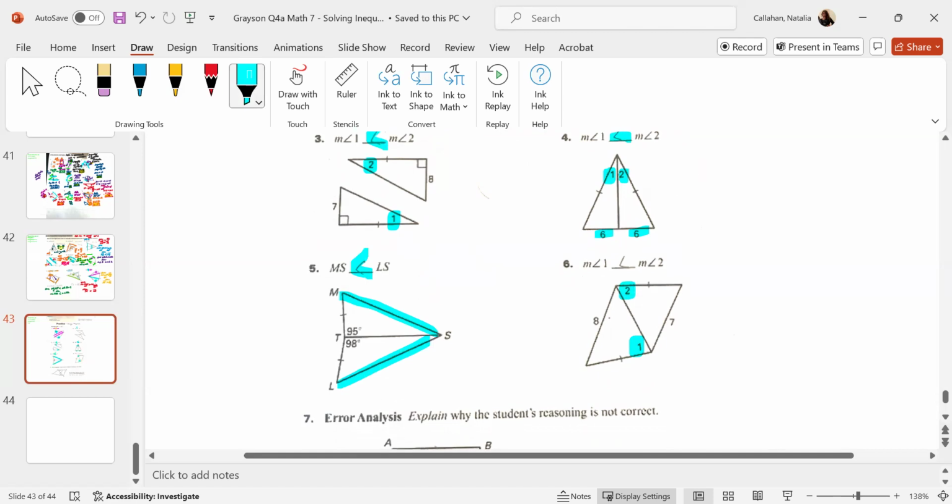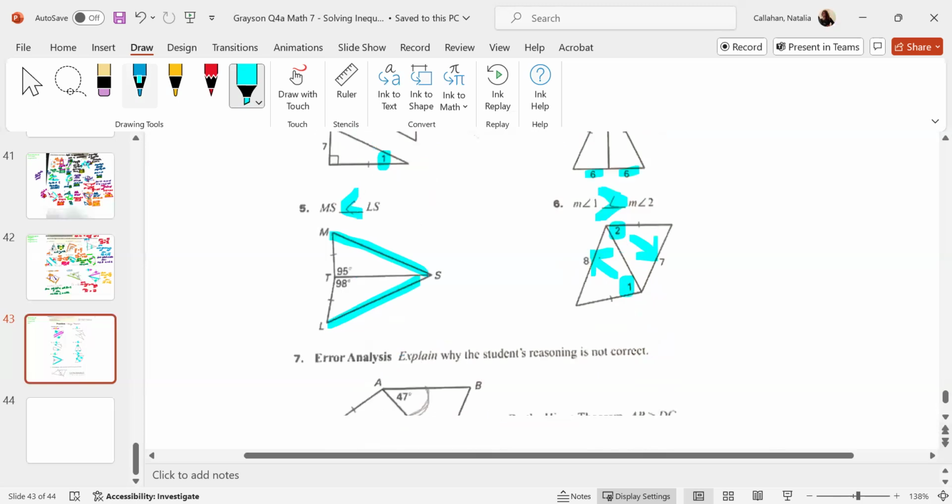Angle 1, angle 2. Angle 2 is 7. Angle 1 is 8. That's wrong. Angle 1 is 8. Angle 2 is 7. Angle 1 is bigger because the side is bigger. No. You doofy.